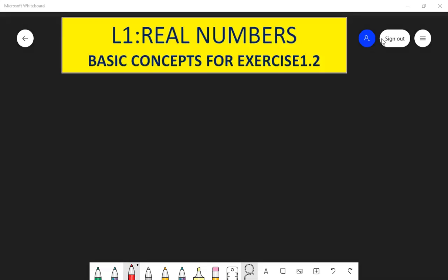Hi all, today you are going to see the basic concepts needed for finding the answers for the questions from exercise 1.2 from the real numbers chapter. First one, fundamental theorem of arithmetic.